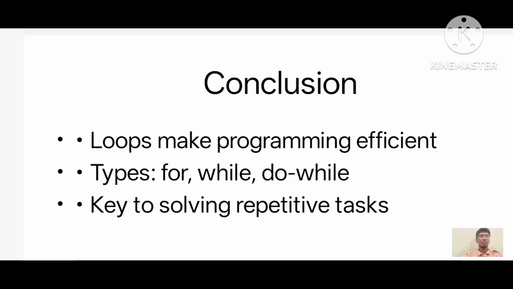To conclude, loops are an essential part of C programming. They help us write shorter, cleaner, and more efficient code. Understanding loops well is the foundation for problem solving in programming. Loops make programming efficient. There are three types of loops, majorly: for loop, while loop, and do while loop, which are key to solving repetitive tasks.